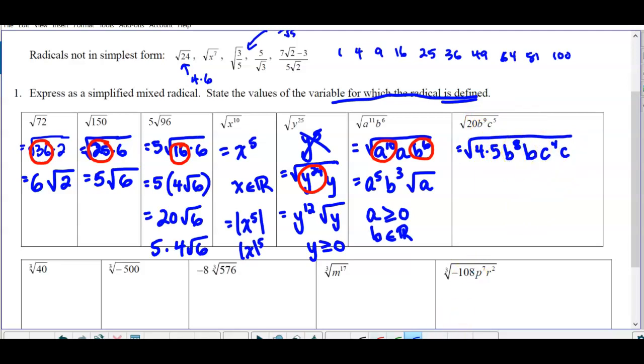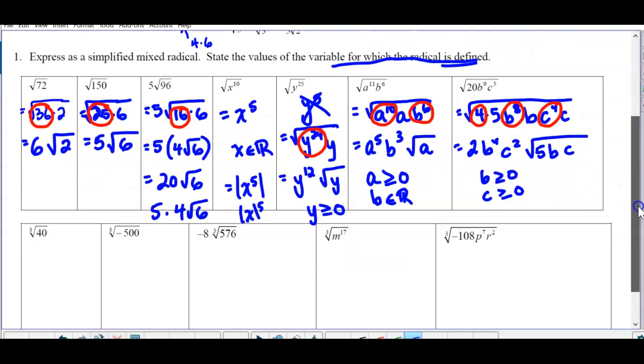Now my perfect squares are 4, b to the 8, c to the 4. And so that'll be 2. Square root of b to the 8 is b to the 4. Square root of c to the 4th is c squared. And you're left with 5 has to stay home, b has to stay home, c has to stay home. And for this, we need b greater than or equal to 0, and we need c greater than or equal to 0. We need them to be positives.